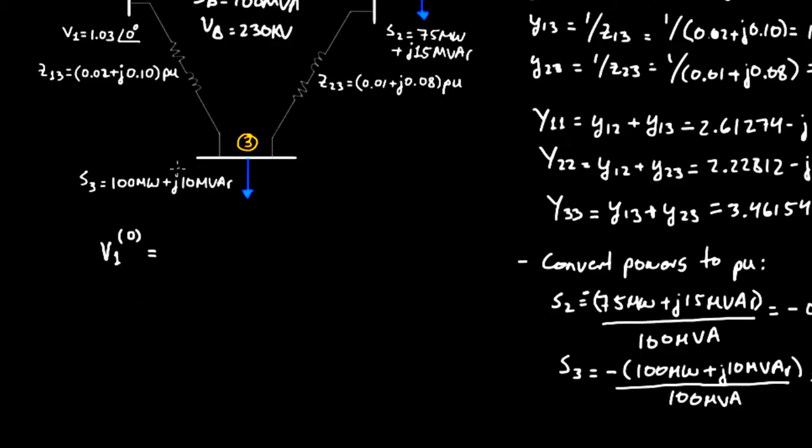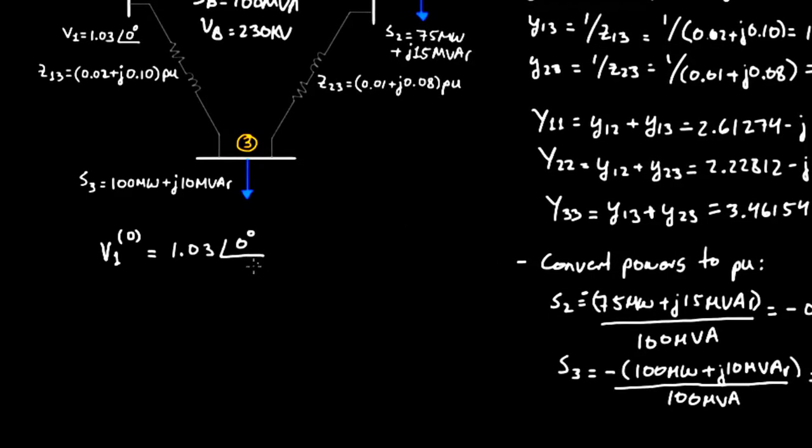So V1 of 0, of course, is just going to be this voltage. And that's not going to change on every iteration. So V1 of 1 and V1 of 2 and 3 and 4 and 5 and every iteration that we run is going to be the same. So I'm going to say V1 of 0 is simply just the voltage at the slack bus. So 1.03 at an angle of 0 degrees. And again, this is of course assumed in per unit, but I'm not going to write that. Everything in here is going to be in per unit. Just keep that in mind.